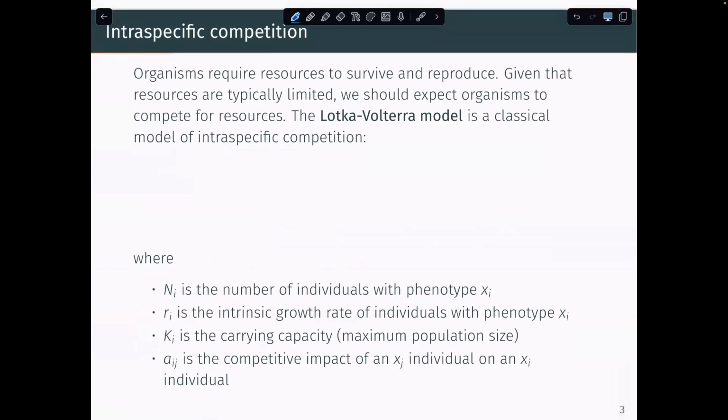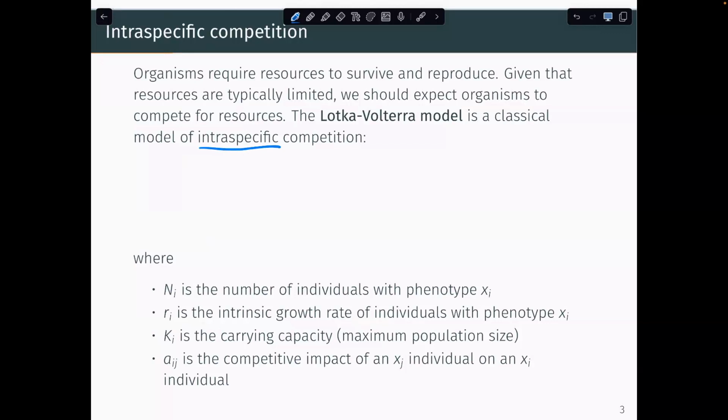So let's think about a basic model of intraspecific competition. This is actually known as the Lotka-Volterra model. Lotka-Volterra also did a model of predator-prey dynamics. Don't confuse this with the predator-prey model. That's a Lotka-Volterra model too. And this is a very classic model of modeling competition. Here I'm going to refer to it as an intraspecific one. It can be competition between species as well, but we're just going to focus on an intraspecific one because we're interested in how the phenotypes within a particular population are changing over time.